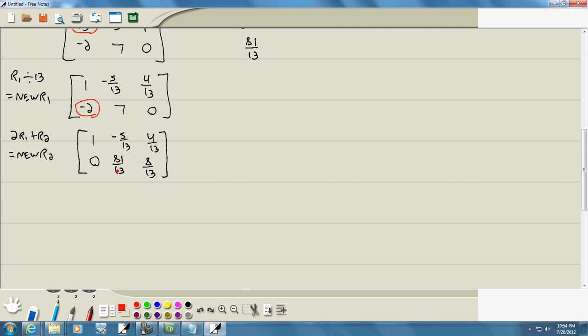Okay, so our next item is we want to get a 1 here. Now, you can do this in a couple different steps. I could multiply everything by the reciprocal, but I'm first just going to multiply the second row by 13 to get rid of those fractions. So 13 times row 2, and that'll give us our new row 2. Well, first one remains as is. 13 times 0 is 0. 13 times that gives me 81. 13 times that gives me 8.